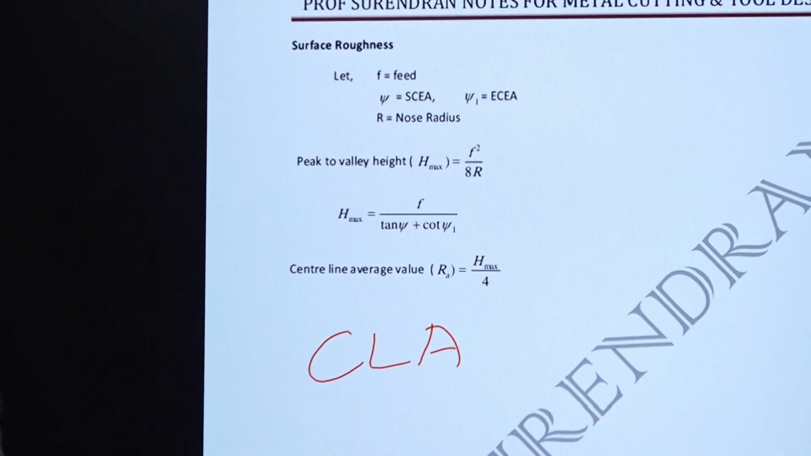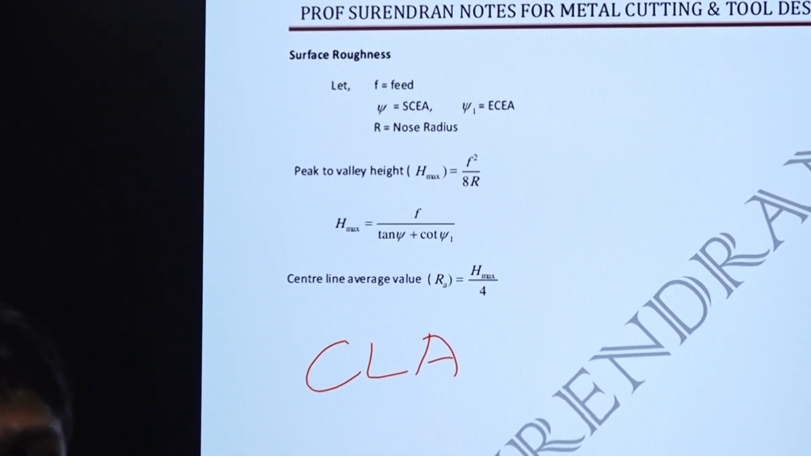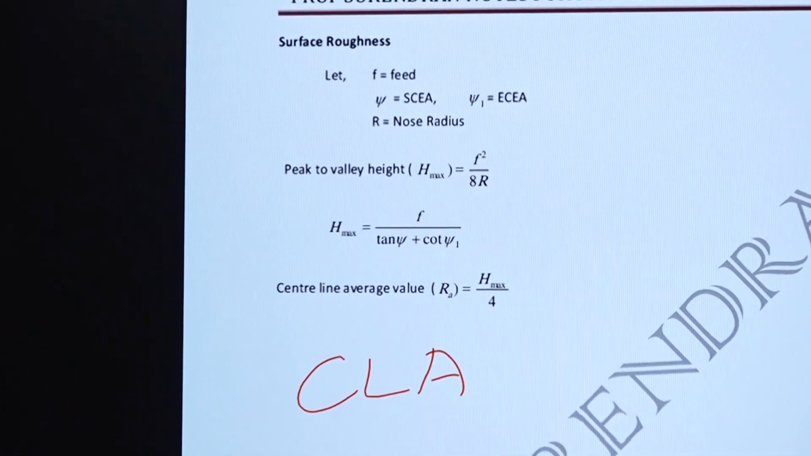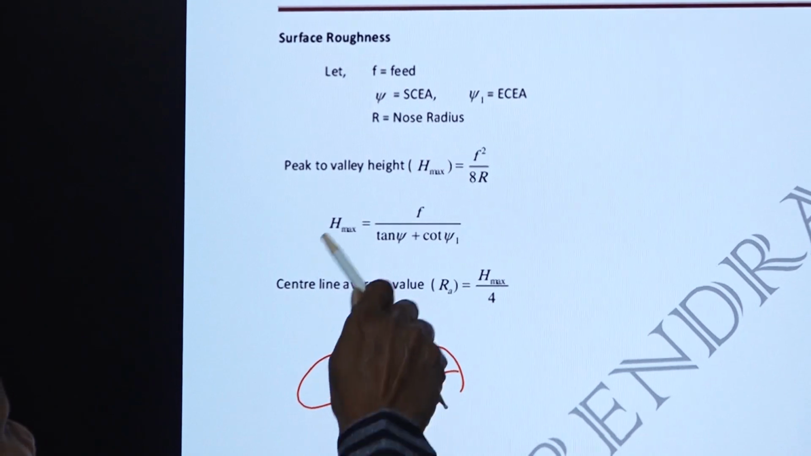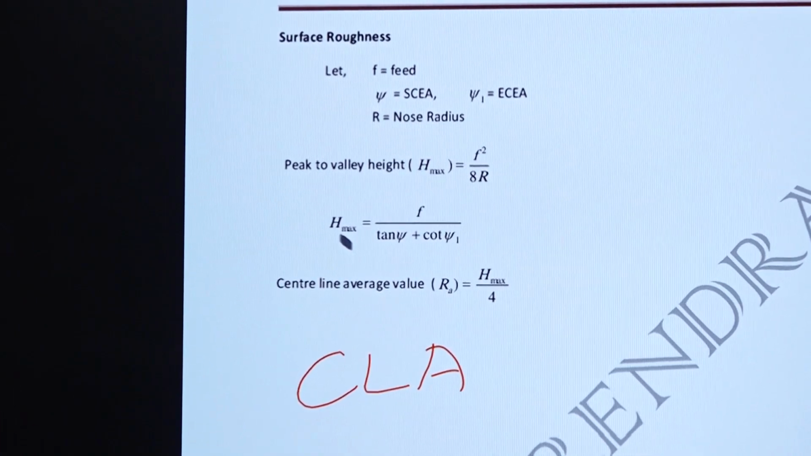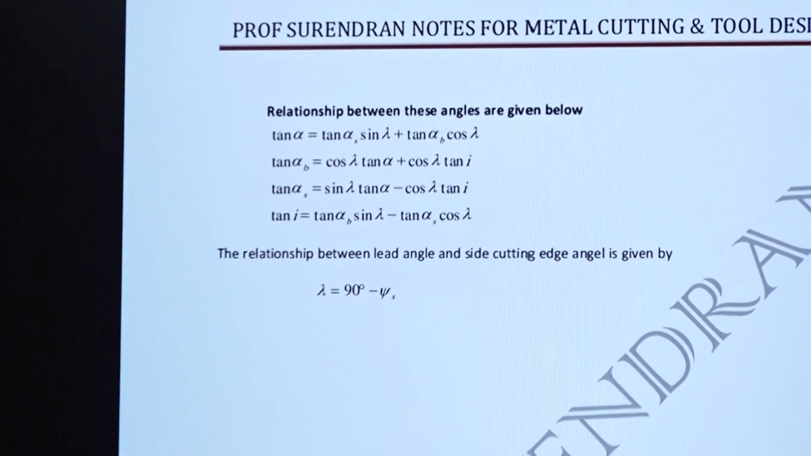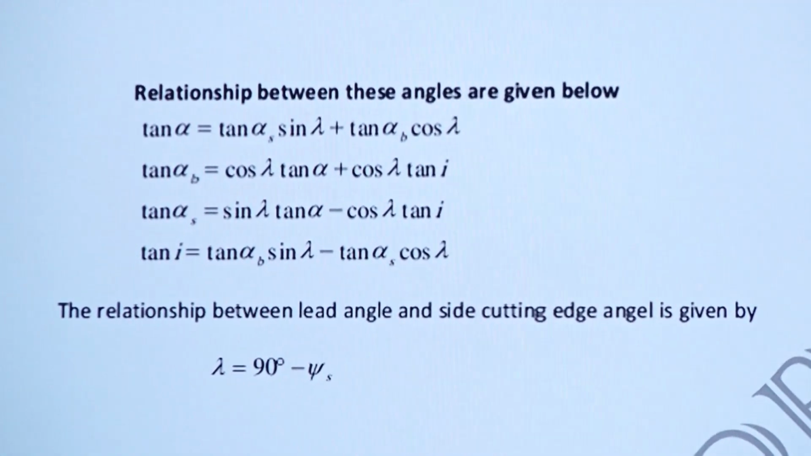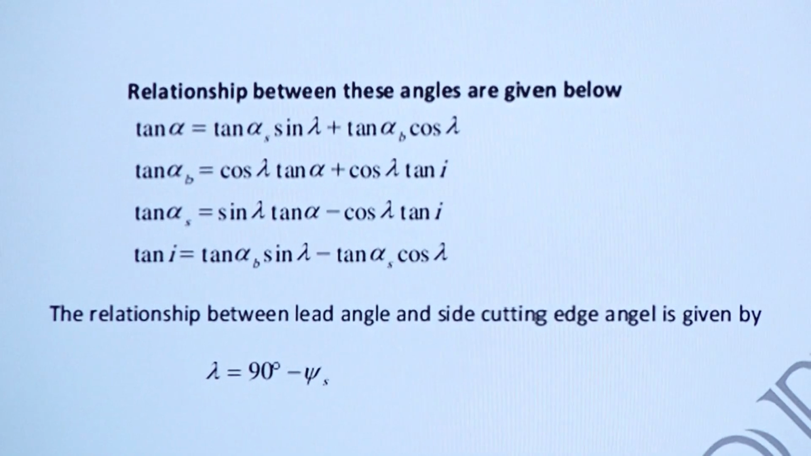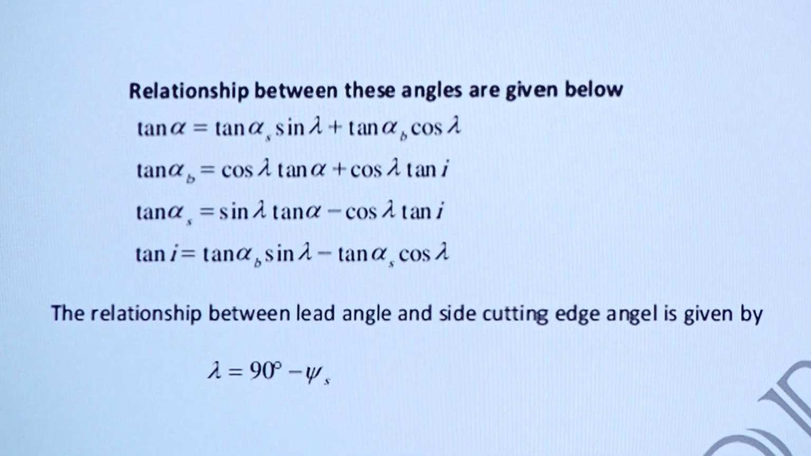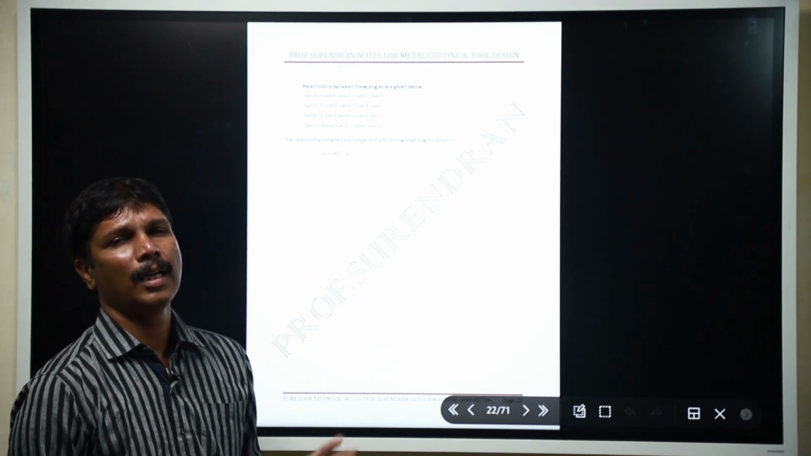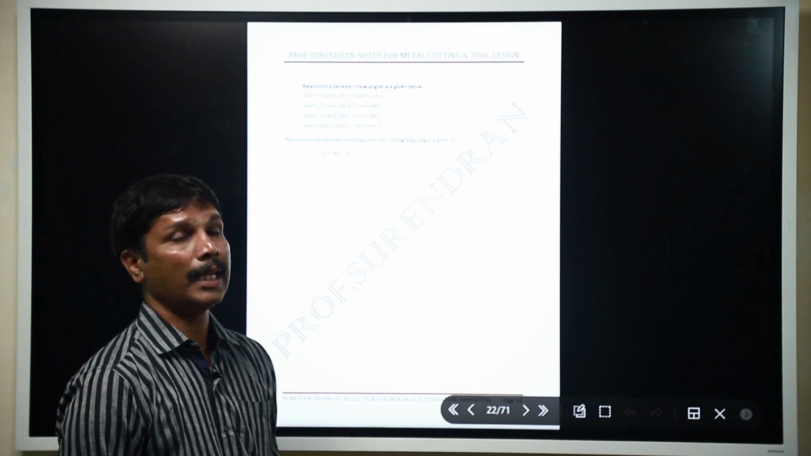For h max we have two cases: one is the tool with nose radius, and the other is the tool where the nose radius effect can be neglected. For that, this formula can be used. This is the relationship between the angles: tan alpha equal to tan alpha s sin lambda plus tan alpha b cos lambda. You should know these relations, since by using them we can solve the problem. Make a note of all 4 formulas, in case this question is asked in the IES.